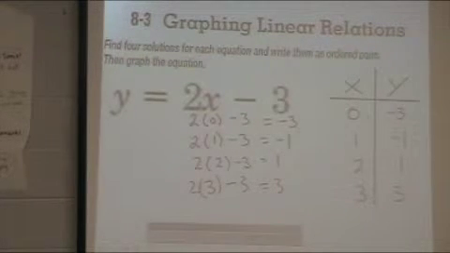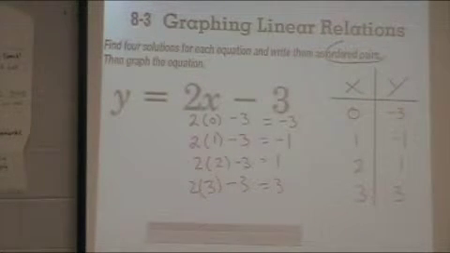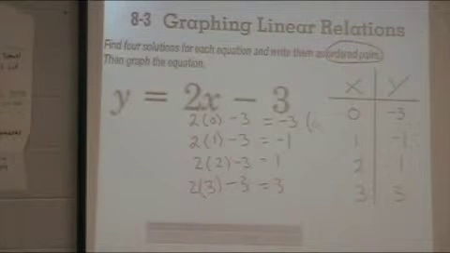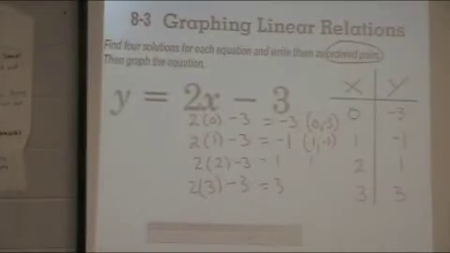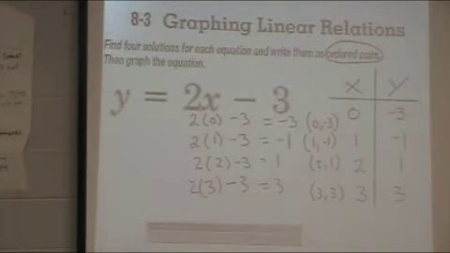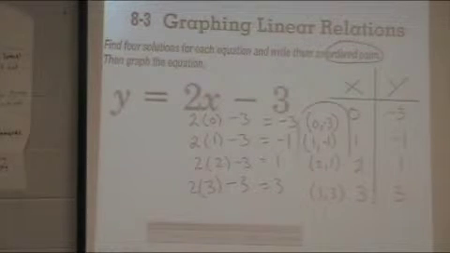So here are my 4 solutions, but it doesn't say leave them like this. It says write them as what? Ordered pairs. So my first one would be (0, -3). My third one would be (2, 1). My last one would be (3, 3). Okay, so here are my 4 ordered pairs.